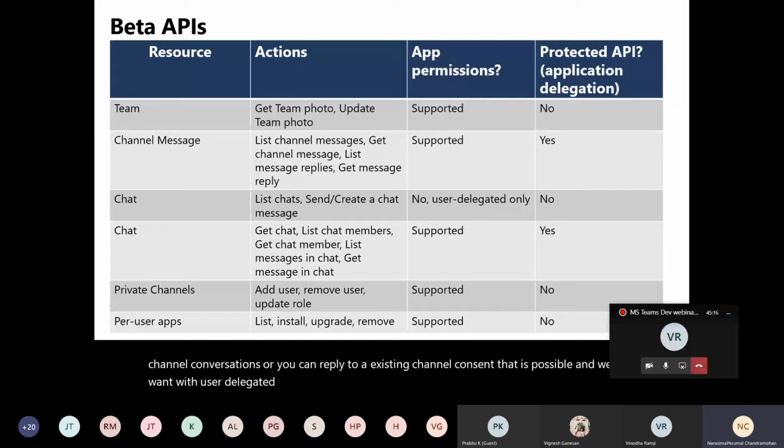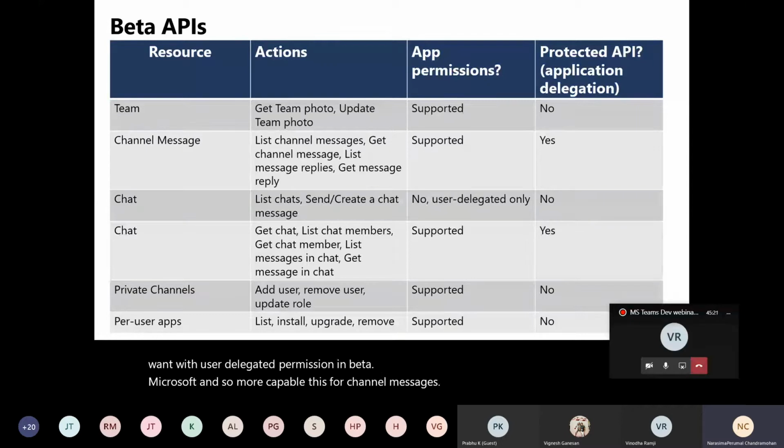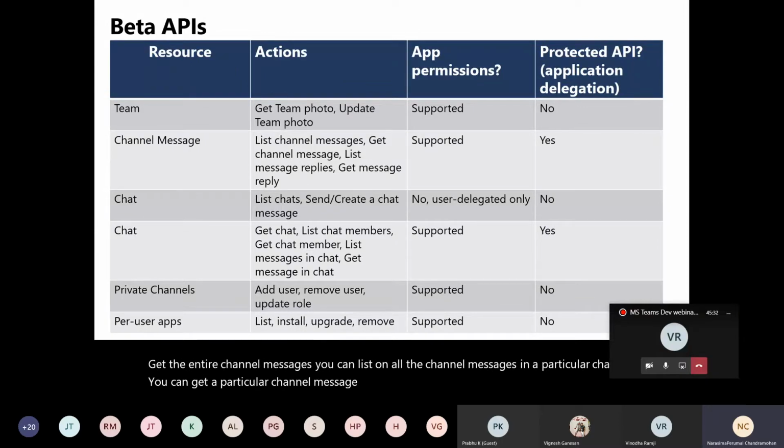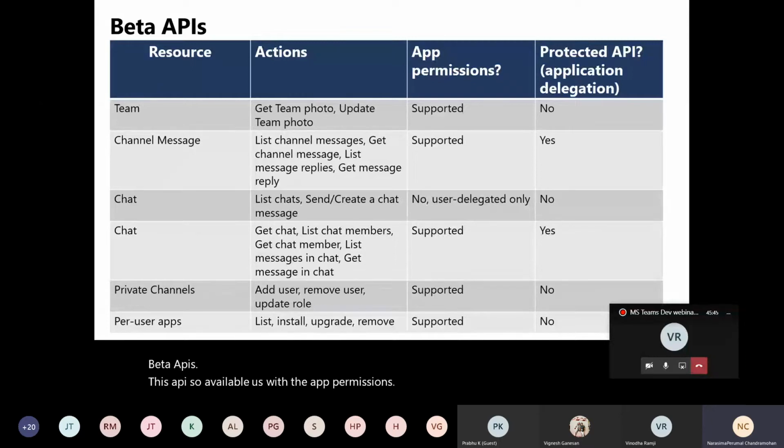In beta, Microsoft announced some more capabilities for channel messages. Using these APIs, what you can do is that you can get the entire channel messages. You can list down all the channel messages in a particular channel. You can get a particular channel message or you can get the entire thread, the replies to the particular channel message. It is possible using these new beta APIs. But these APIs are available with app permissions. And here also we have a small caveat. These channel messages are available as a protected API. I will explain about the protected API in the later part of the session.